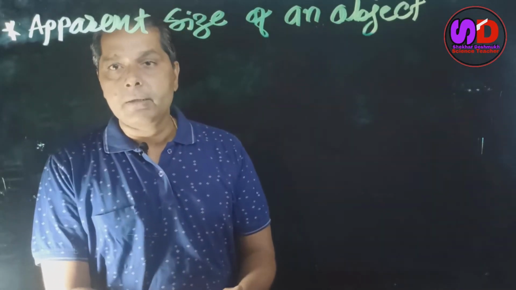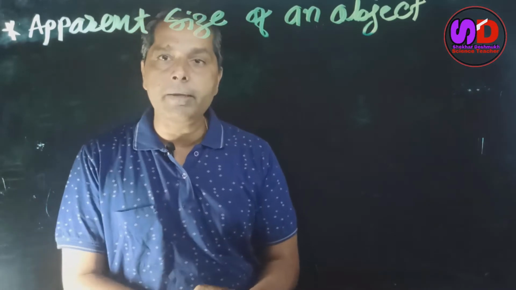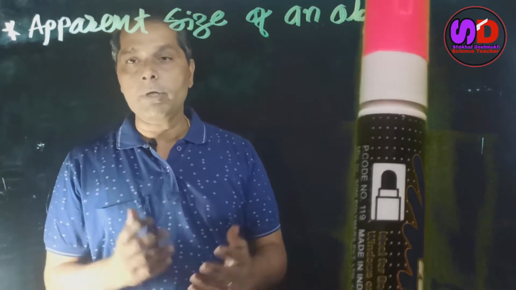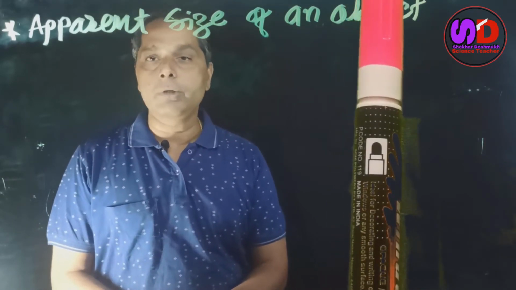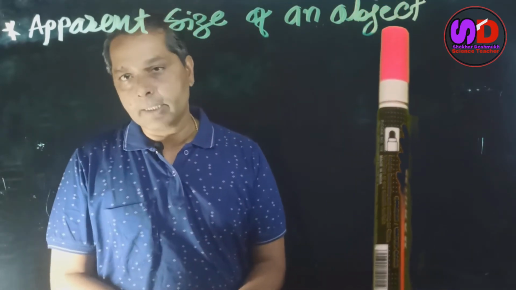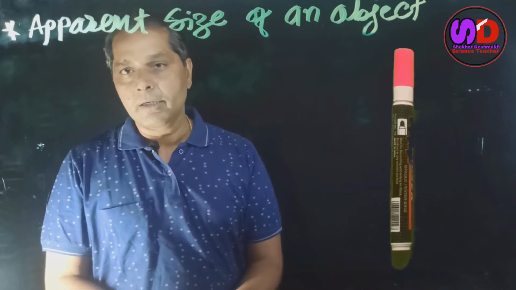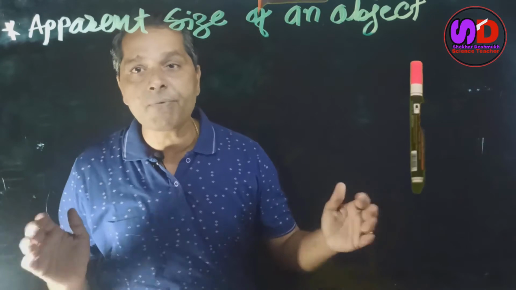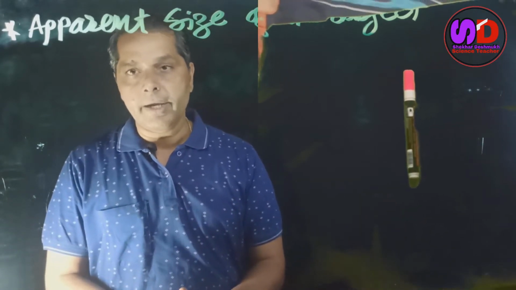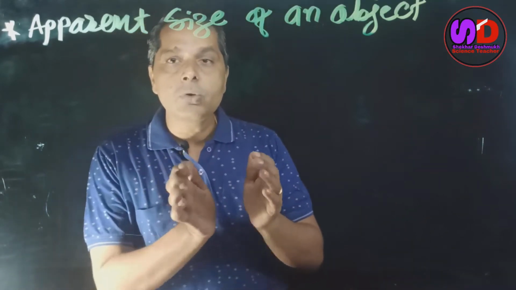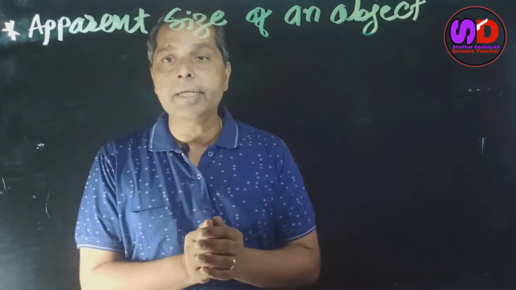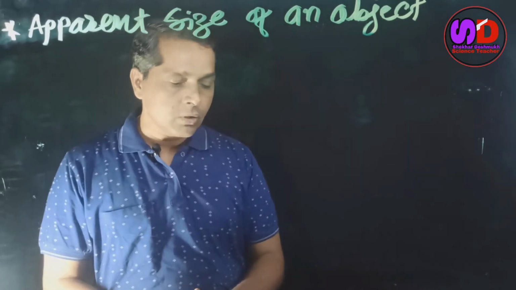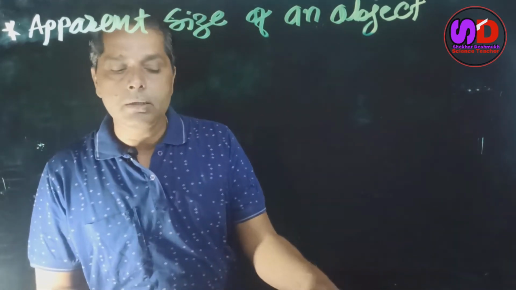Students, you first see a small clip in this video and you can understand what I am going to tell about apparent size of an object. In this small clip you can see that as the object is going away from us, its size appears to decrease. That means it is becoming smaller and smaller and smaller. So why does it happen actually?